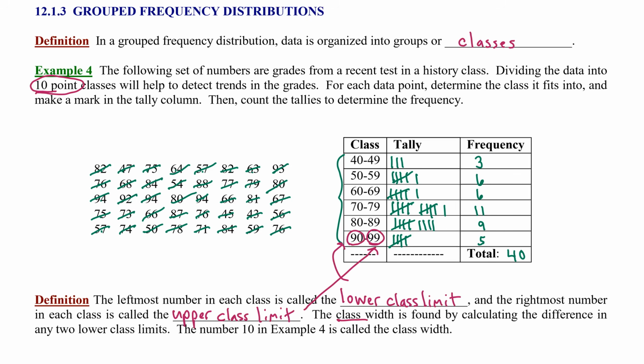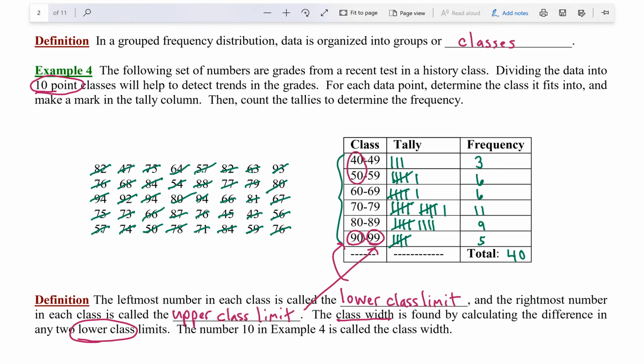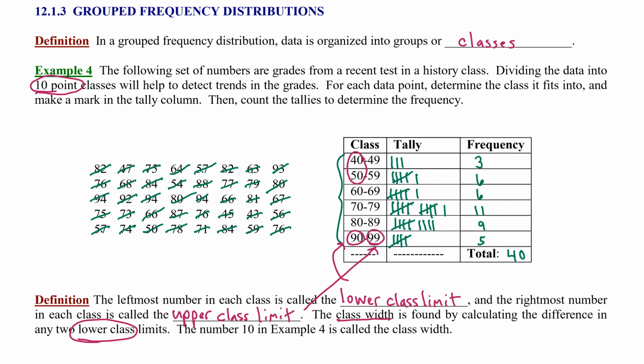However, the class width is found by calculating the difference in any two lower class limits. The number 10 in this example is called the class width. So if I find the difference between two lower class limits, that difference is 10. Therefore, we say that the class width is 10. So make sure you pay attention to that vocabulary as you're working your homework. So frequency distributions and grouped frequency distributions are excellent ways to organize data.